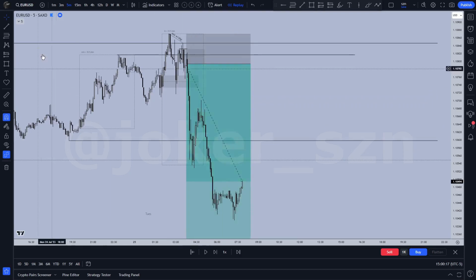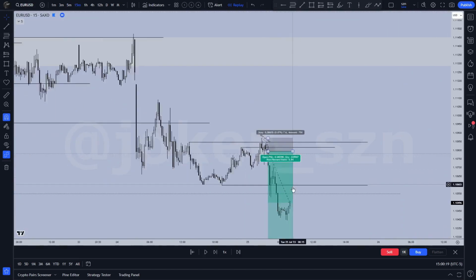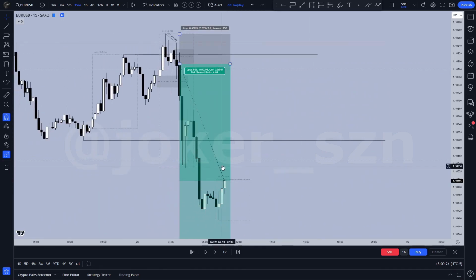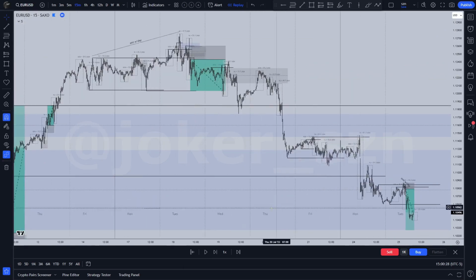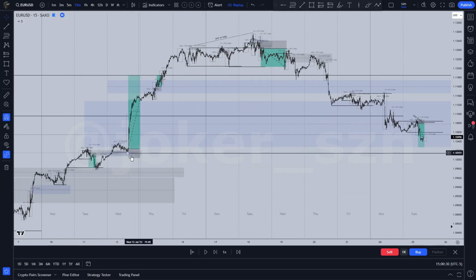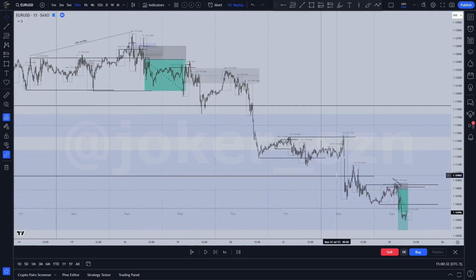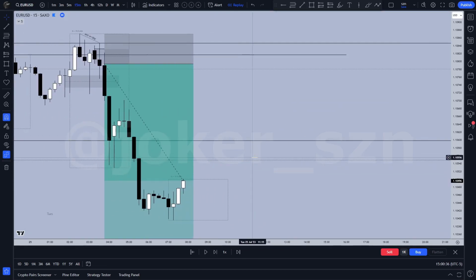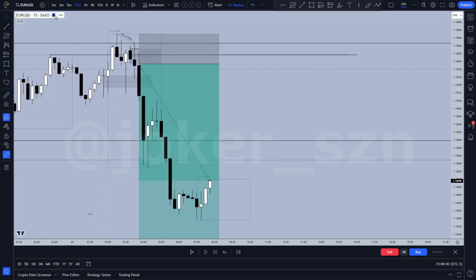So the New York session is about to start. Again, we could look for a New York continuation trade here, because we still have this low here, right, which is a potential target. So yeah, we will see if we can get a potential New York continuation here.